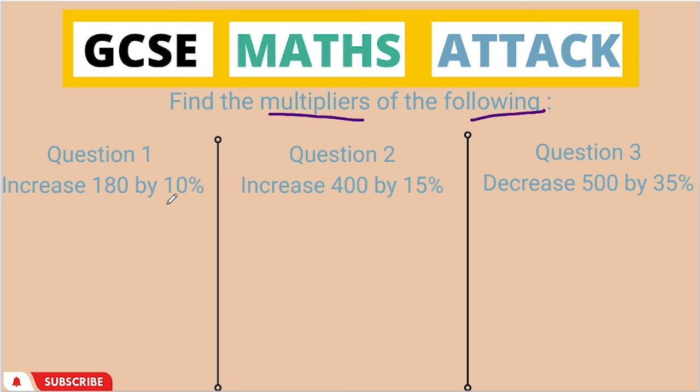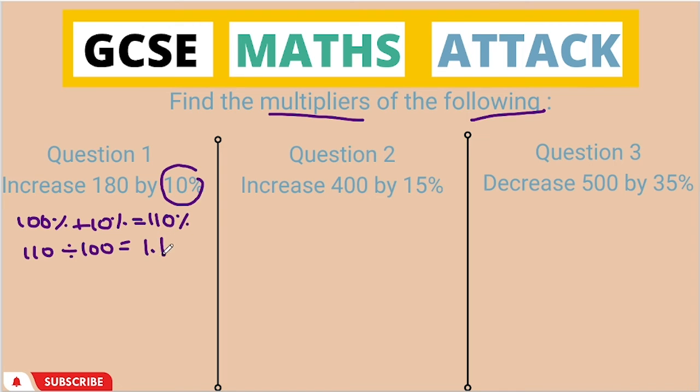Increase 80 by 10%. So in order to do that, I need to first work out my multiplier. I'm going to do 100%. Because it's an increase, I'm going to add 10%, which means it's going to be 110%. And then I'm going to divide that by 100. So 110 divided by 100, which means it's going to be 1.1, and that's my multiplier. So what I'm going to do is 180 times 1.1. If I place that in my calculator, that's going to be 198.